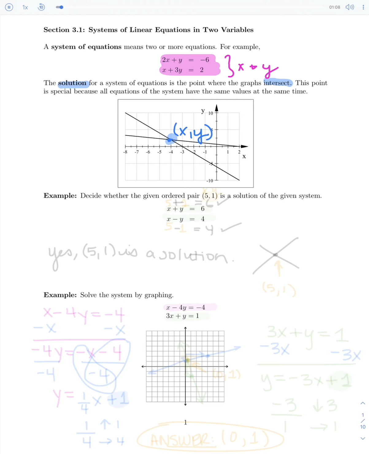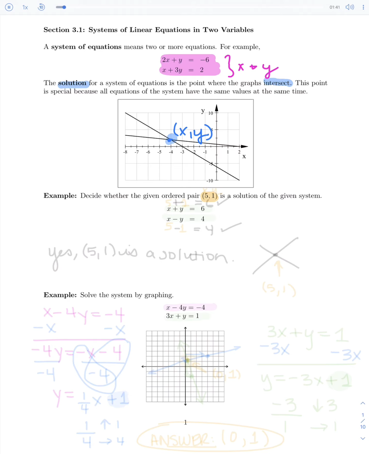So when they're asking, in this first example, whether or not this ordered pair, this point, is a solution, they're asking if both lines go through that point. And the only way to find that out is to go ahead and plug it in to both equations, and it has to work for both equations. If it doesn't work for either one or the other, it means it's not a solution because the two graphs won't intersect at that point.